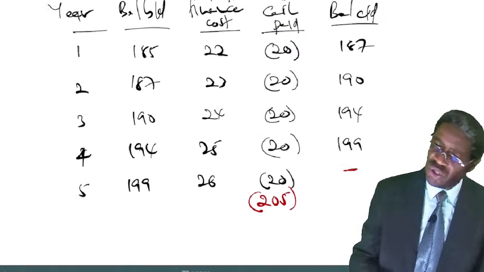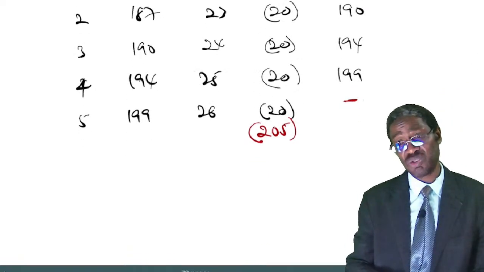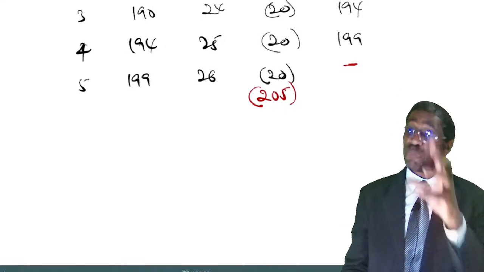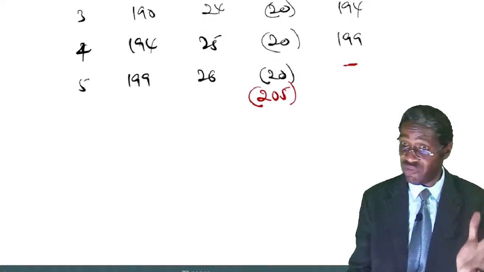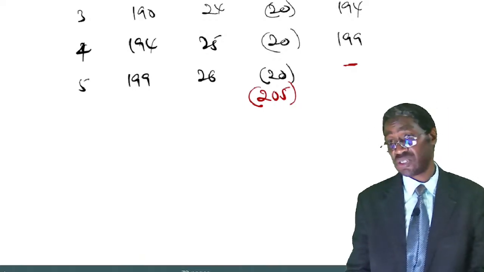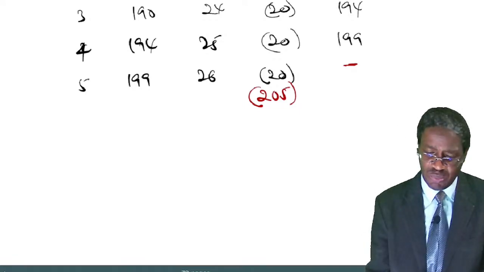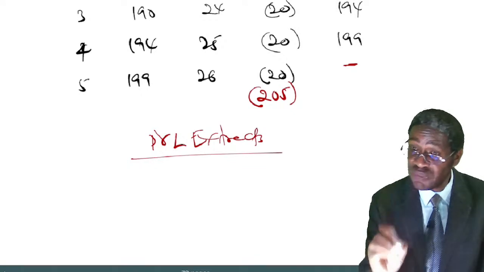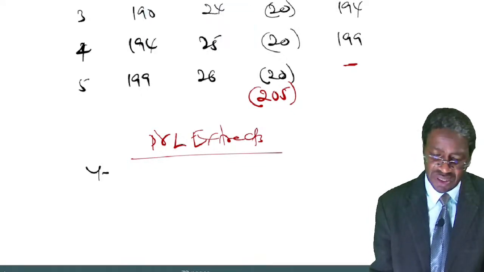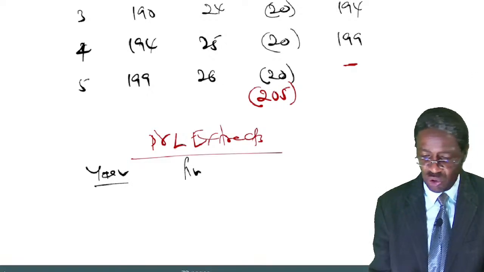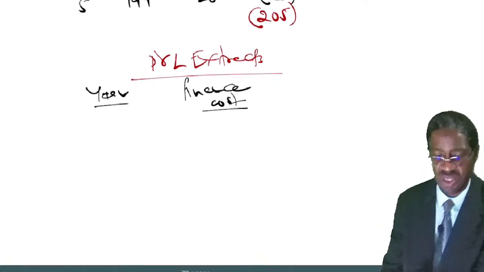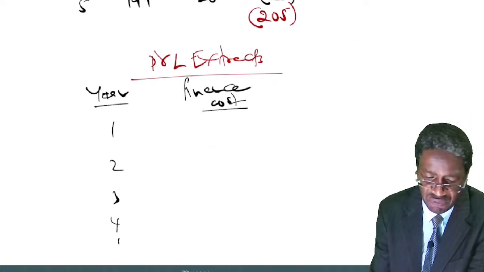Now, if the question tells you to prepare what we call the profit and loss extract for each of the 5 years, and maybe the balance sheet extracts, so if you as company A are to prepare your P&L extracts, what will go to the income statement? You will need a column for the year. And of course, what will go to the income statement is the finance cost: year 1, year 2, year 3, year 4, and year 5.